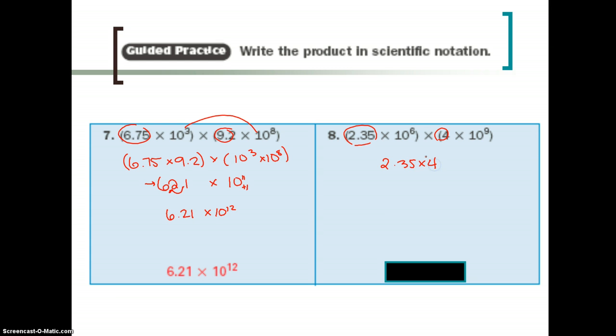Same thing with 8. 2.35 times 4 is 9.4. Multiply the powers of 10, 10 to the 6th times 10 to the 9th power, which is going to be 15. This is already scientific notation. You're done.